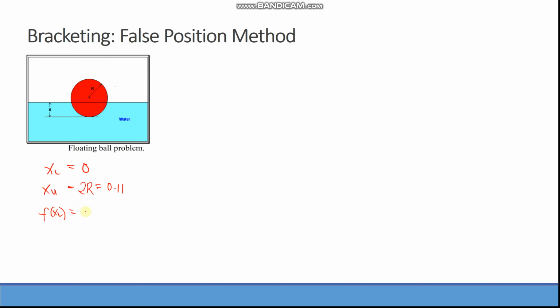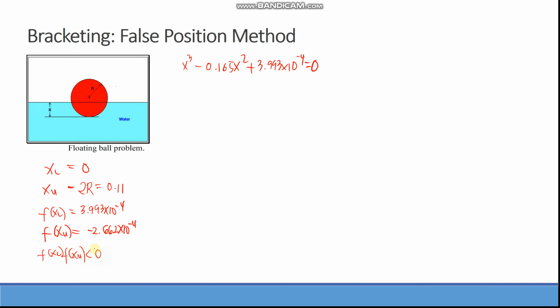So same, the function of xl, and let me just rewrite the equation. It is x cubed minus 0.165 x squared plus 3.993 times 10 to the negative 4 is equal to 0. The function of 0 is 3.993 times 10 to the negative 4, and the function of the upper guess is negative 2.662 times 10 to the negative 4. Since we have established that the product of the functions of the lower and upper guess is less than 0, a root exists between these 2 points.